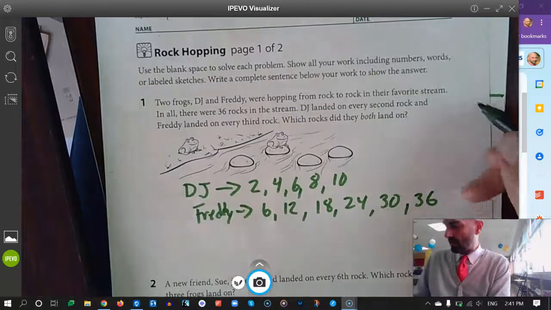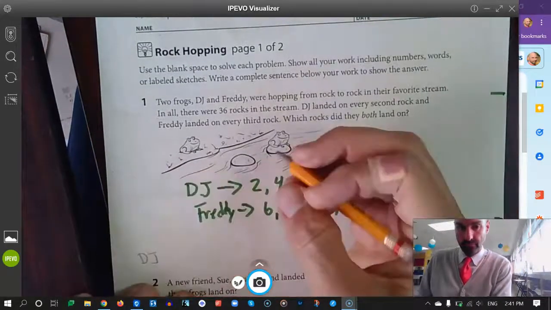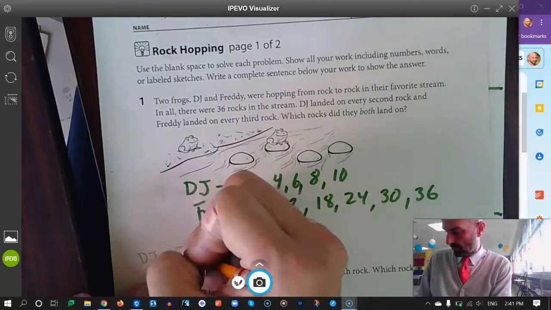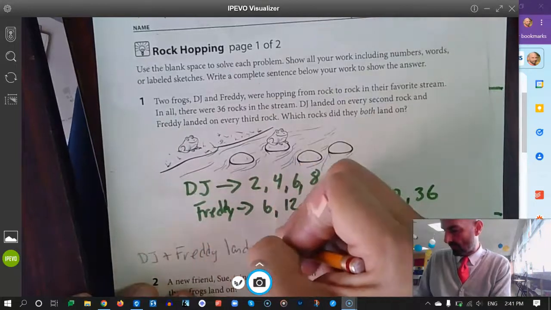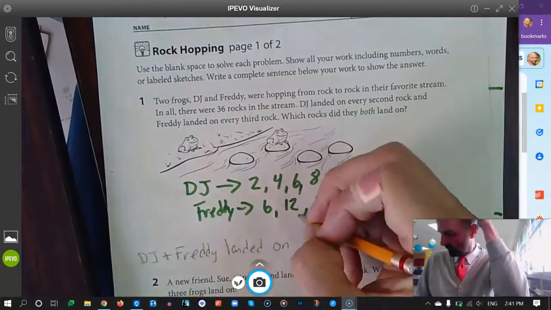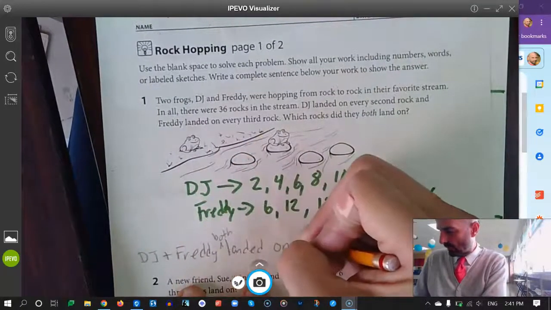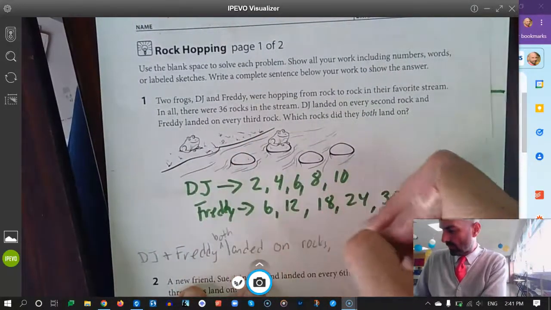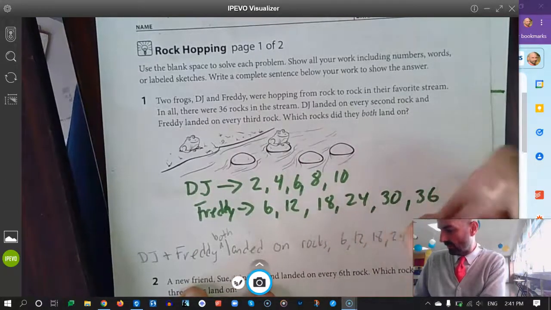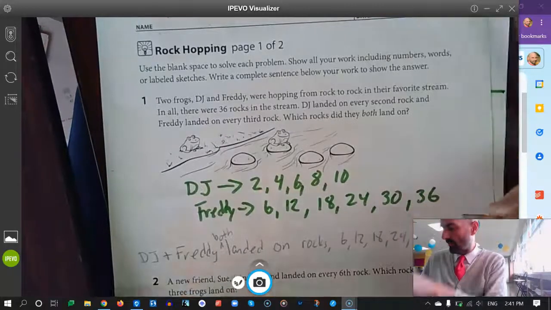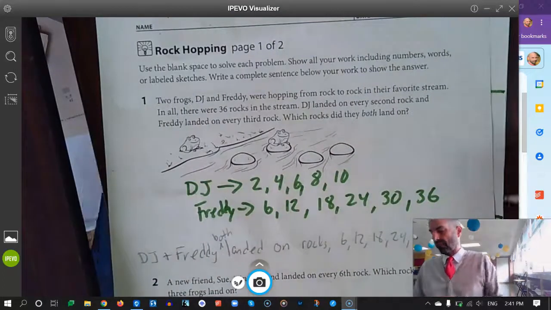So DJ and Freddy both landed on rocks 6, 12, 18, 24, 30, 36. Ooh, I see a pattern there. It's every 6. And 2 times 3 is 6. I wonder if that means anything.